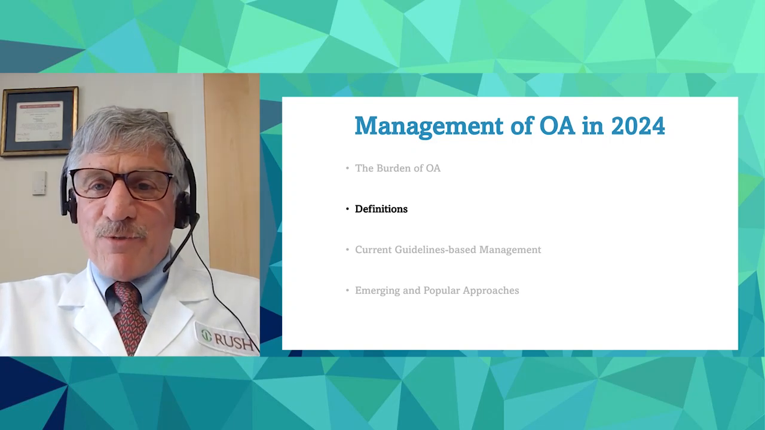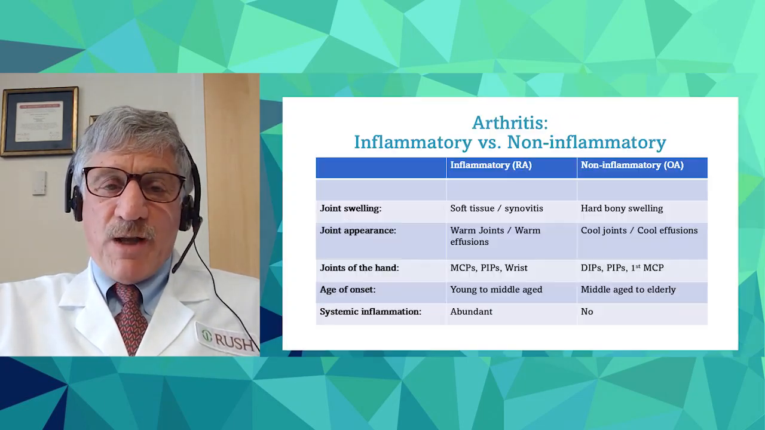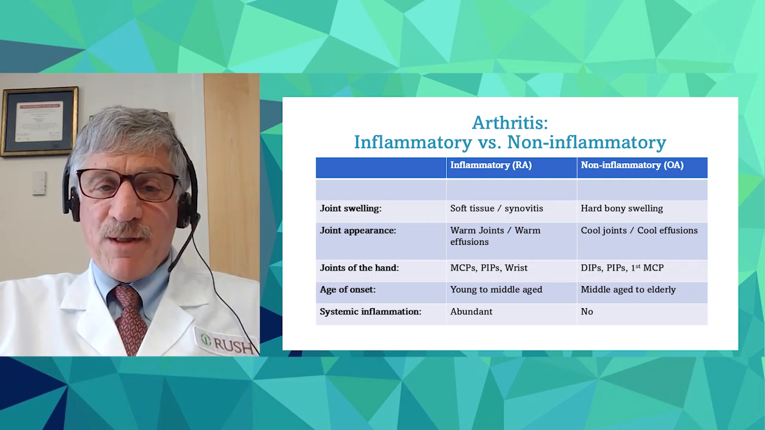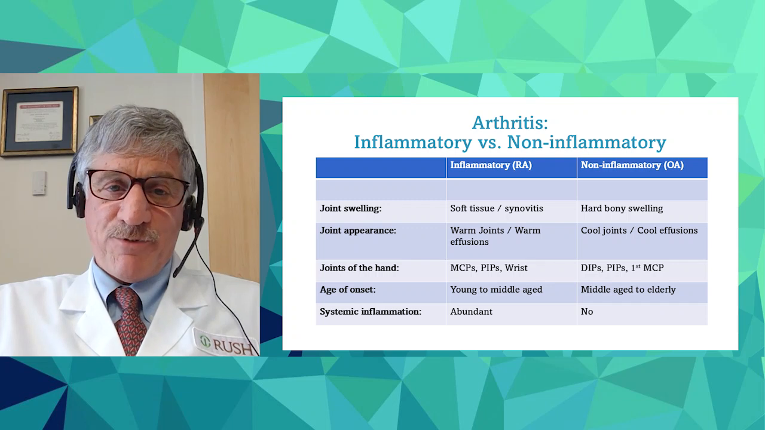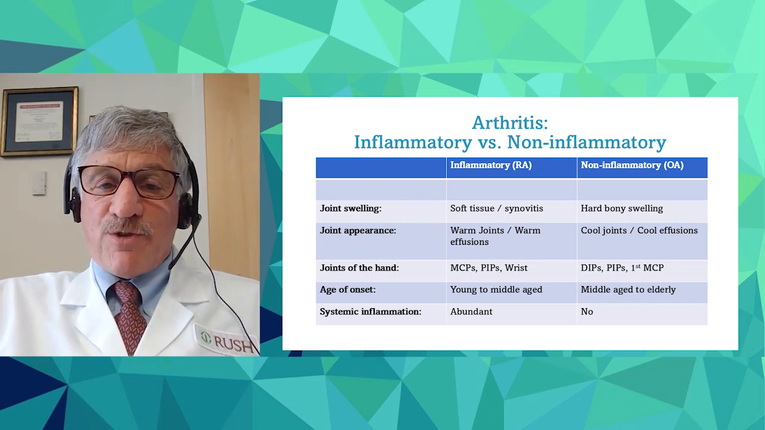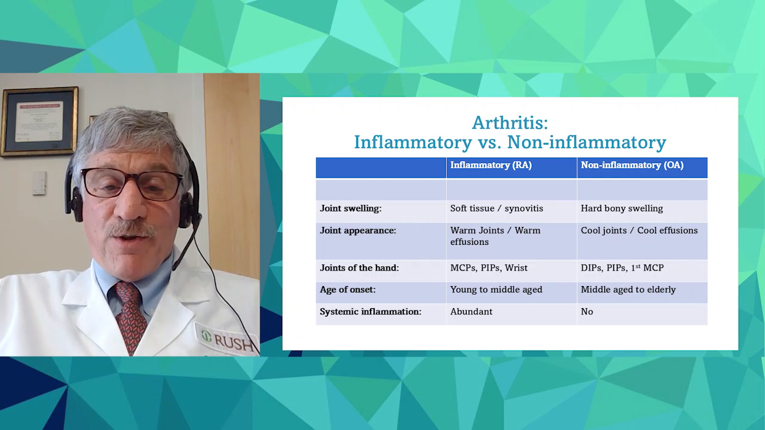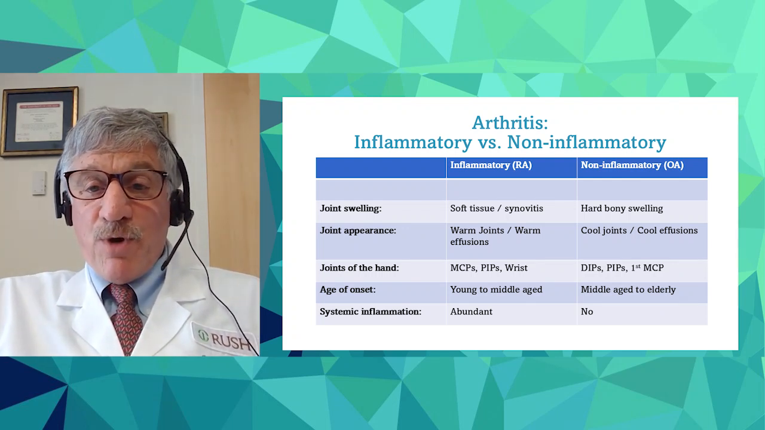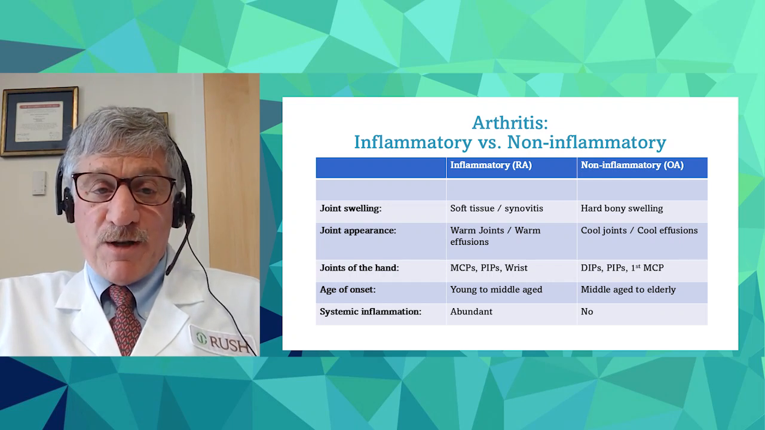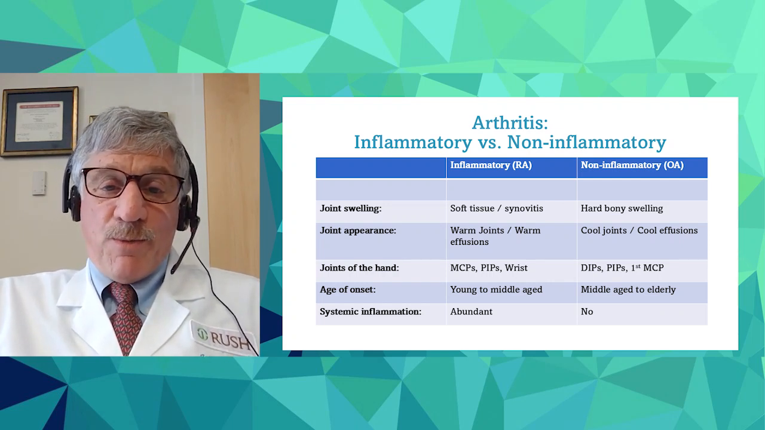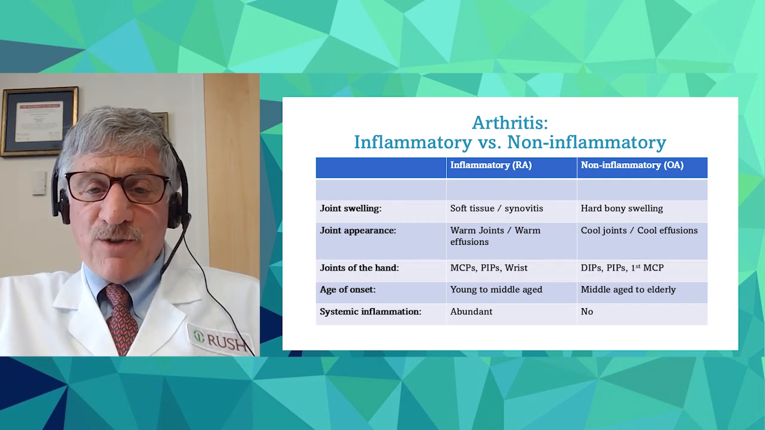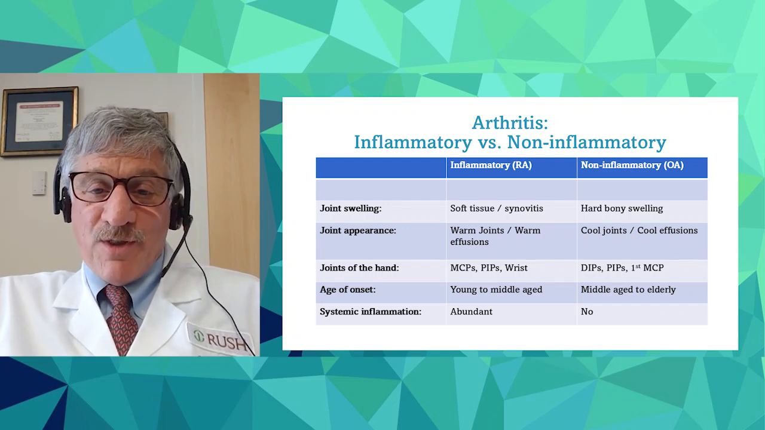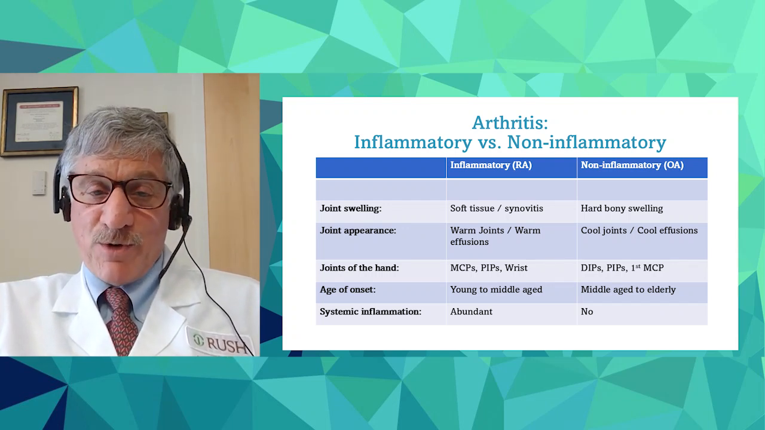Having said that, let me define what it is I'm talking about. What is OA? Well, in the world of arthritis, we tend to dichotomize arthritides between those that are primarily inflammatory and those that are primarily non-inflammatory. The inflammatory arthritides, such as rheumatoid arthritis, involve inflammation and therefore synovitis, soft tissue swelling around the joints, in contrast to the hard, bony swelling of osteophytes in osteoarthritis. Since they're swollen, the joints tend to be warm and painful, as opposed to in osteoarthritis, where they tend to be cool. And different joints are involved, and most importantly, OA is a disease of the middle-aged and elderly, in contrast to the inflammatory arthritides.